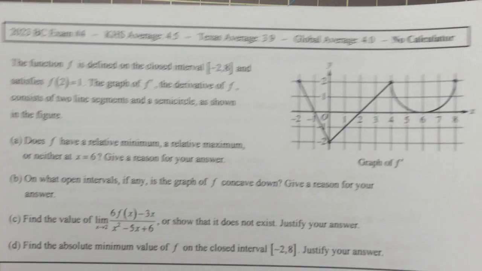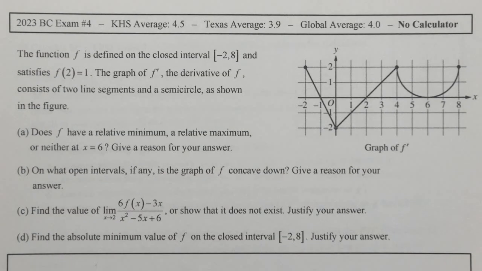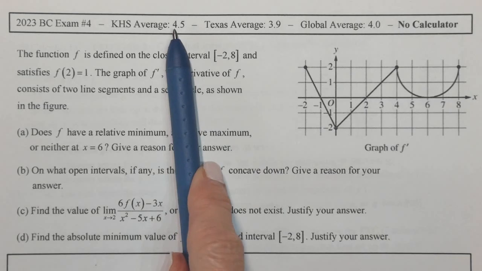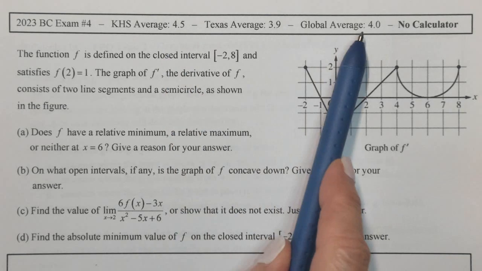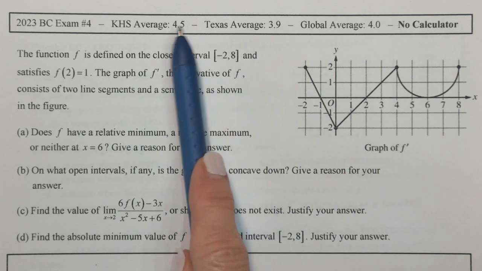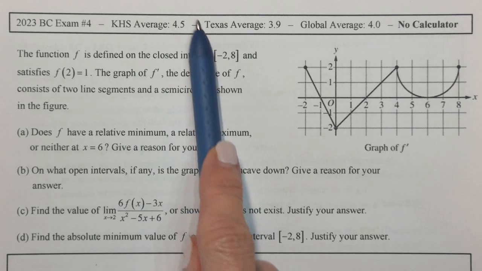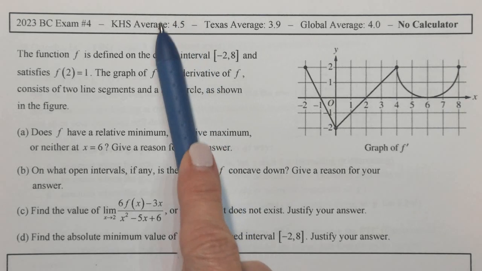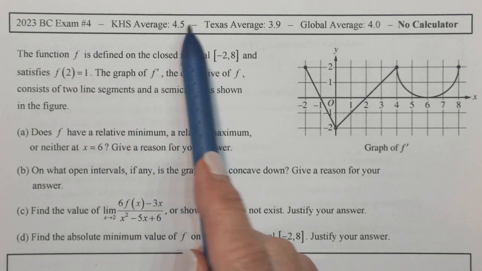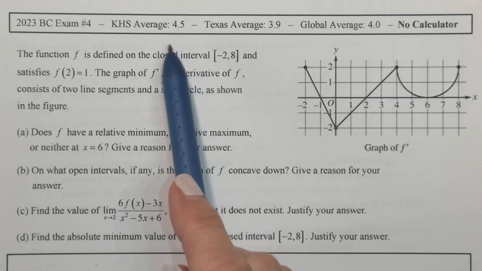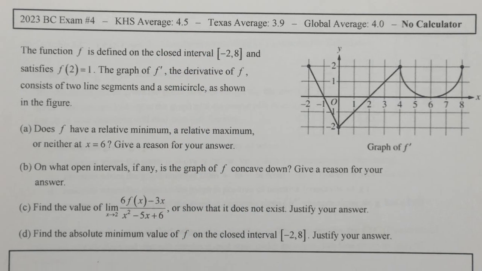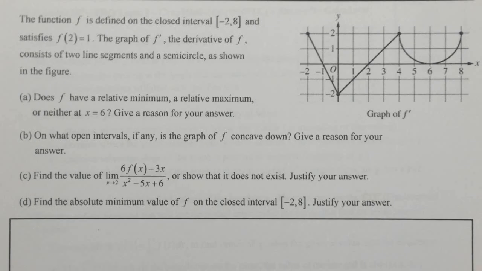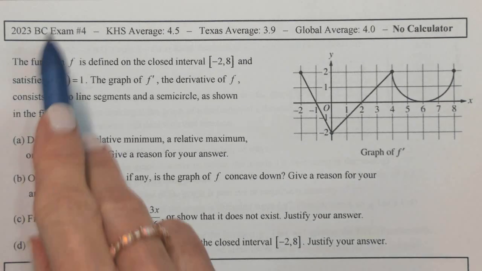Alright, let's do an example. We're going to do the example from 2023. We had a pretty decent KHS average. It's okay. It was higher than the global and the Texas, which is good. It was significantly higher, which is good, but usually on these types of questions, my students tend to do better than this. So something about this they didn't care for too much. Alrighty. It was number 4.